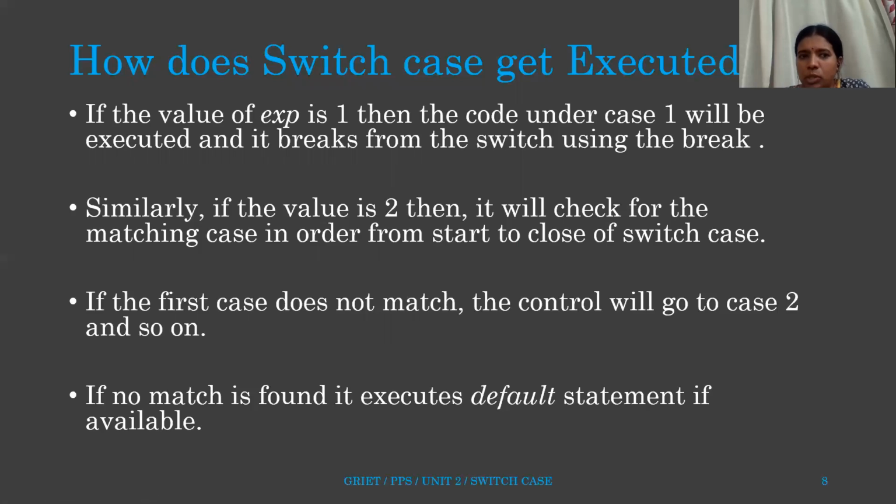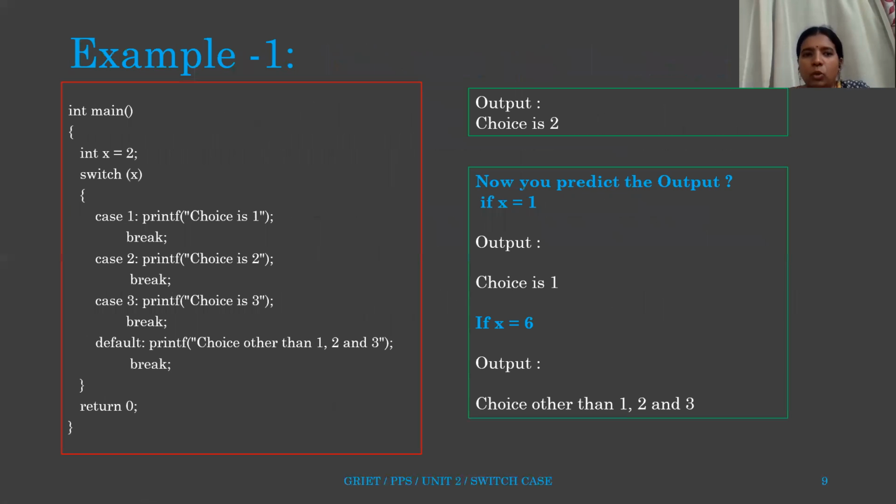How does it get executed? If the value of the expression is one, then the code under case one gets executed and an optional break is executed to come out of the switch. Otherwise, the value is matched with case two. If it is the same, it proceeds. Otherwise, it goes ahead. If no match is found, then it executes default. So switch executes default only when no match is found.